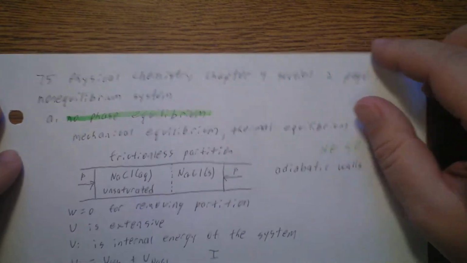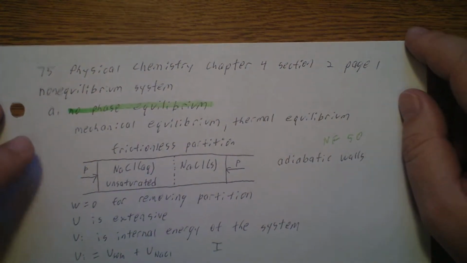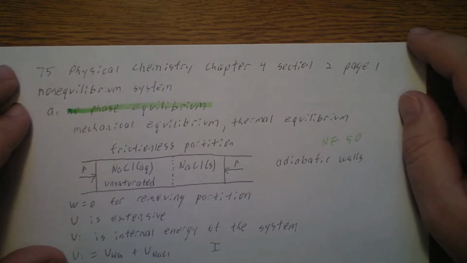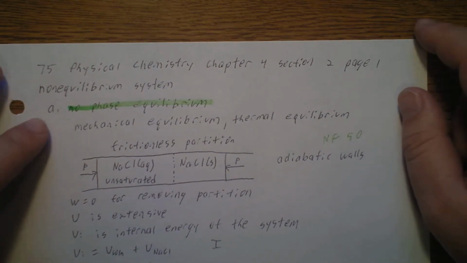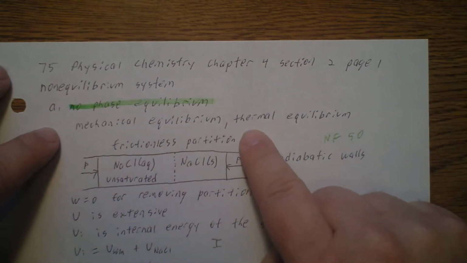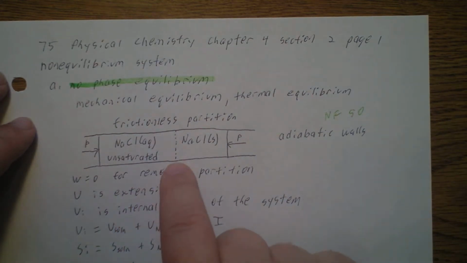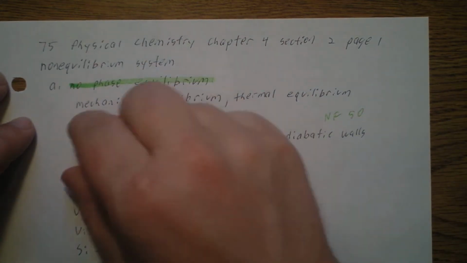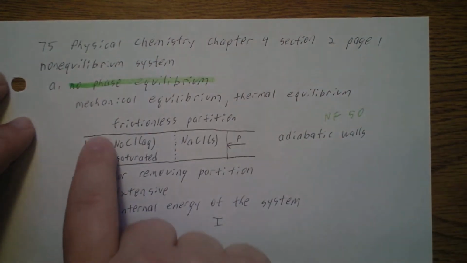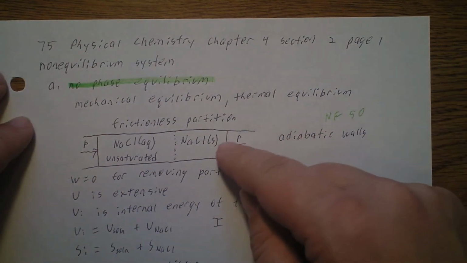Okay, continuing on physical chemistry, chapter 4, we're doing section 2 now. So let's say we have a non-equilibrium system. First, let's say we have no phase equilibrium. We have mechanical equilibrium and thermal equilibrium though. So here's our system. We have some sort of frictionless partition here. This is like a big cylinder. We have a piston here with pressure P this way, and a piston here with pressure P this way.